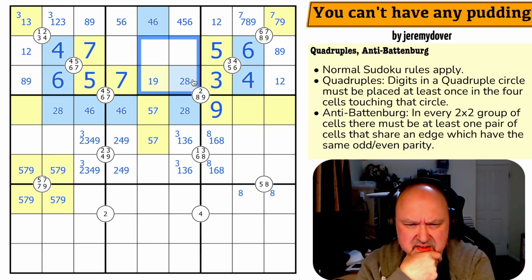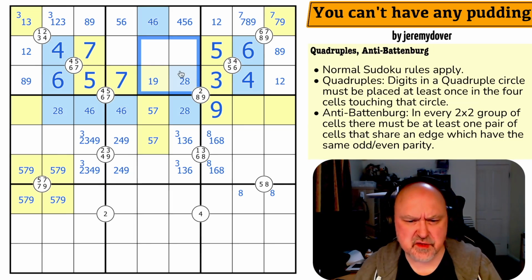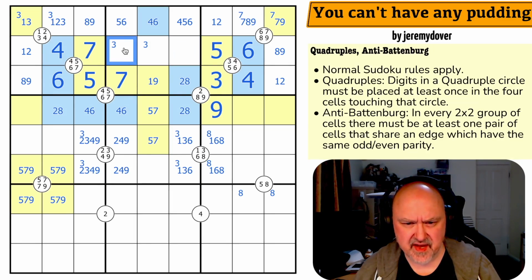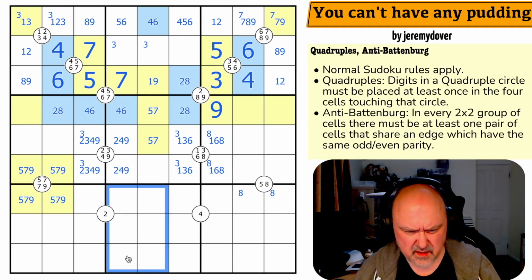So I'm trying to figure this one out. So there's a 3 in one of those two cells, because the 3 looking up here takes 3 out of there, but I have to put 3 in this box somewhere. And there's a 3 down here somewhere.